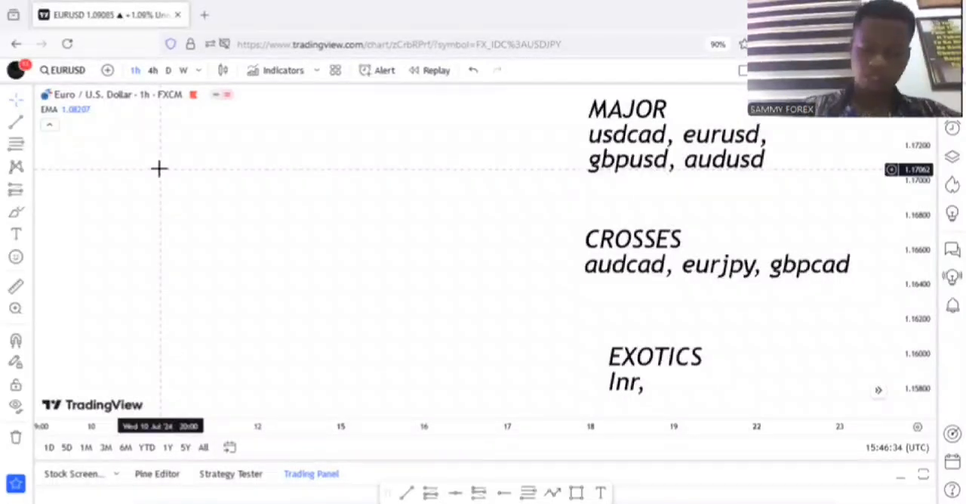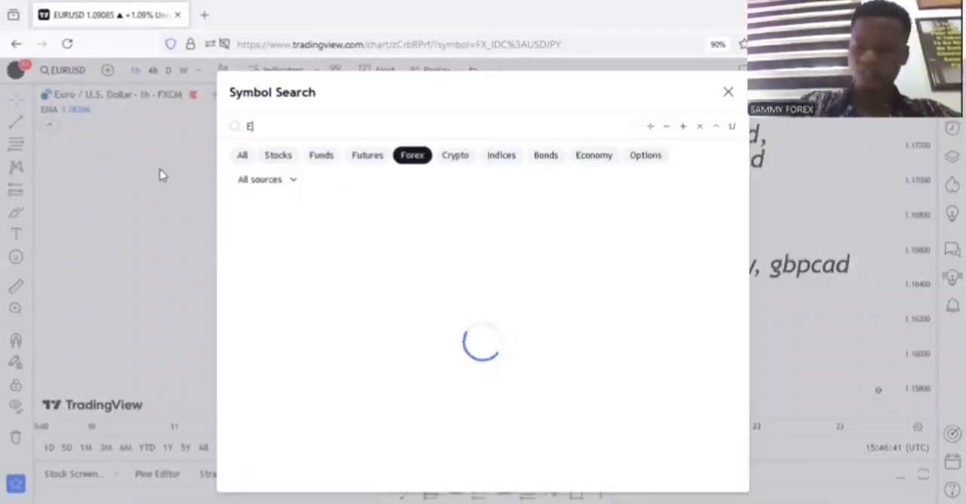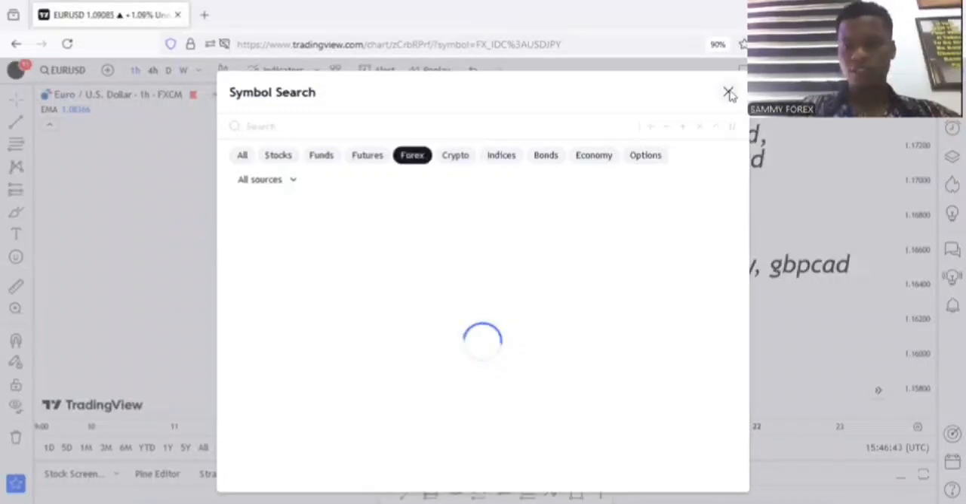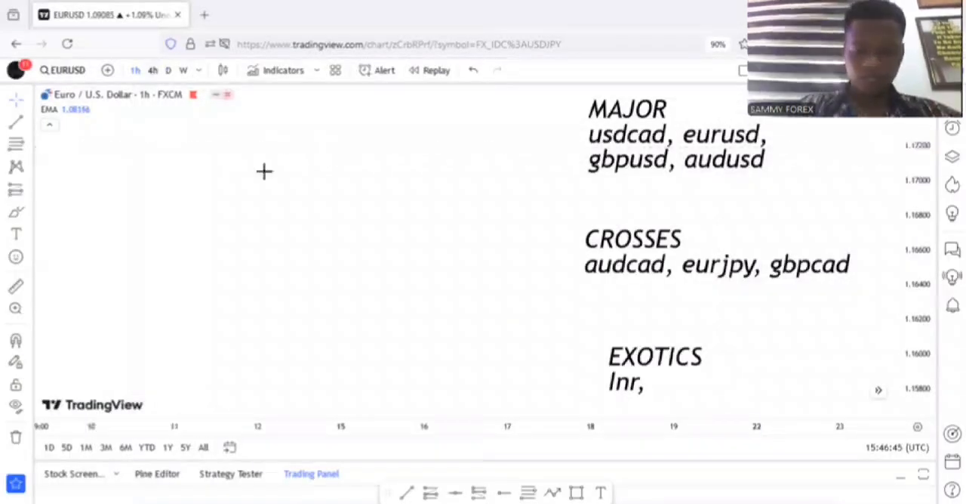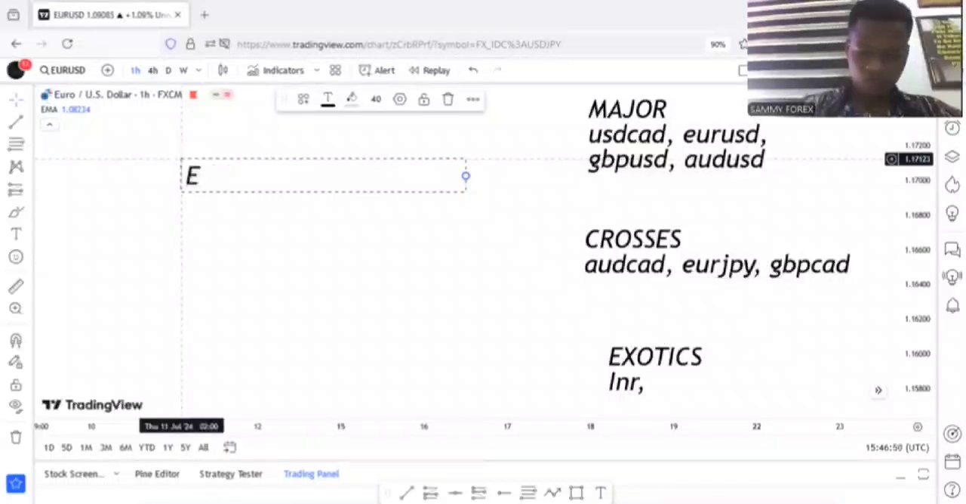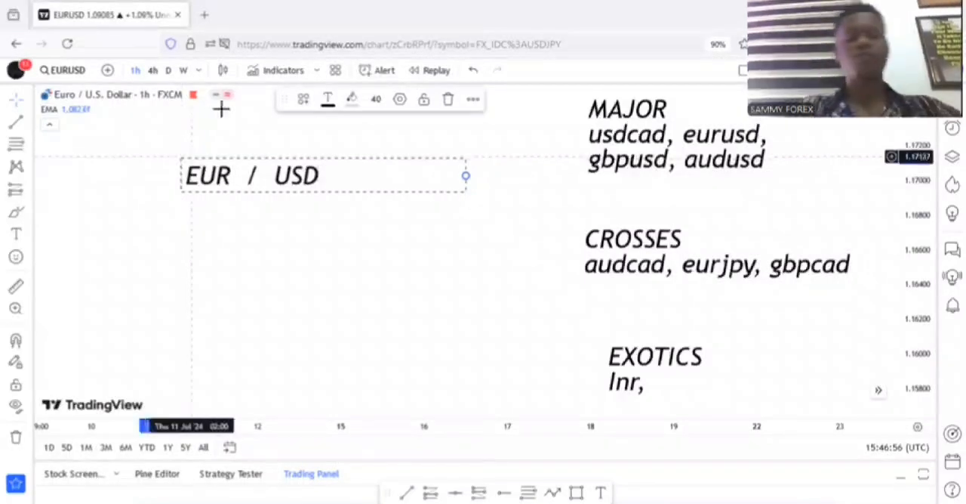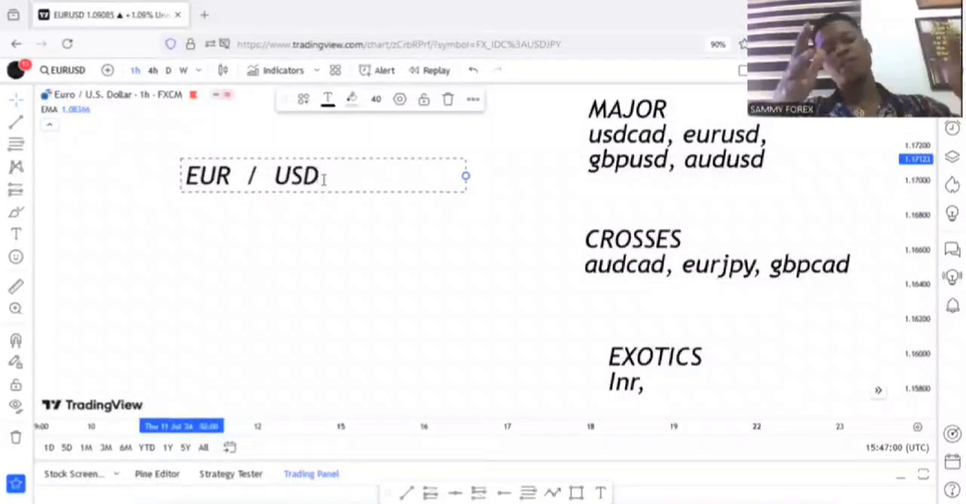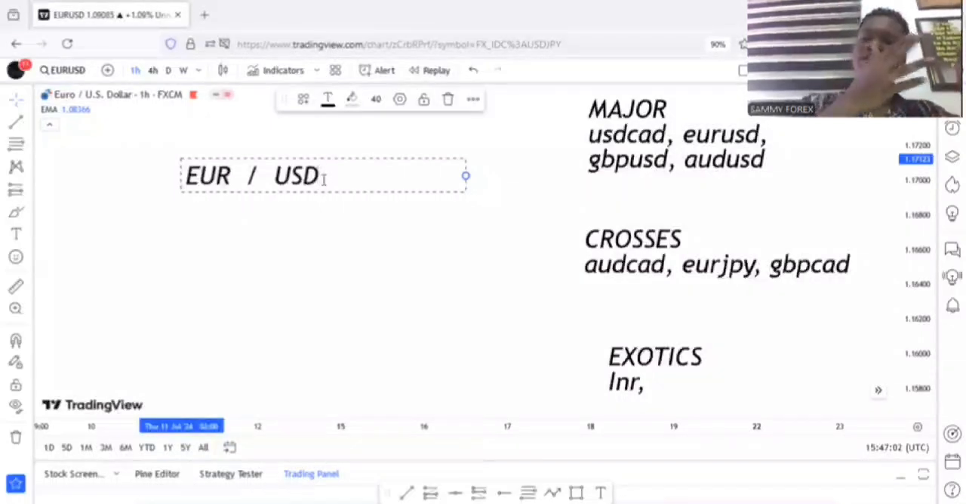How to read these currency pairs. Let's use Euro USD as an example, which I have here on my screen. EUR slash USD. We have the Euro USD, where the Euro is the base currency, while the USD is the quote currency.